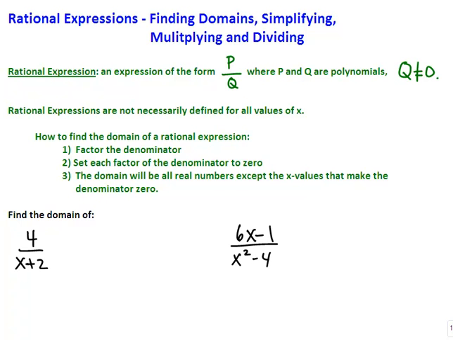Welcome to the lecture on rational expressions, finding domains, simplifying, multiplying, and dividing. To begin with, let's define what a rational expression is.